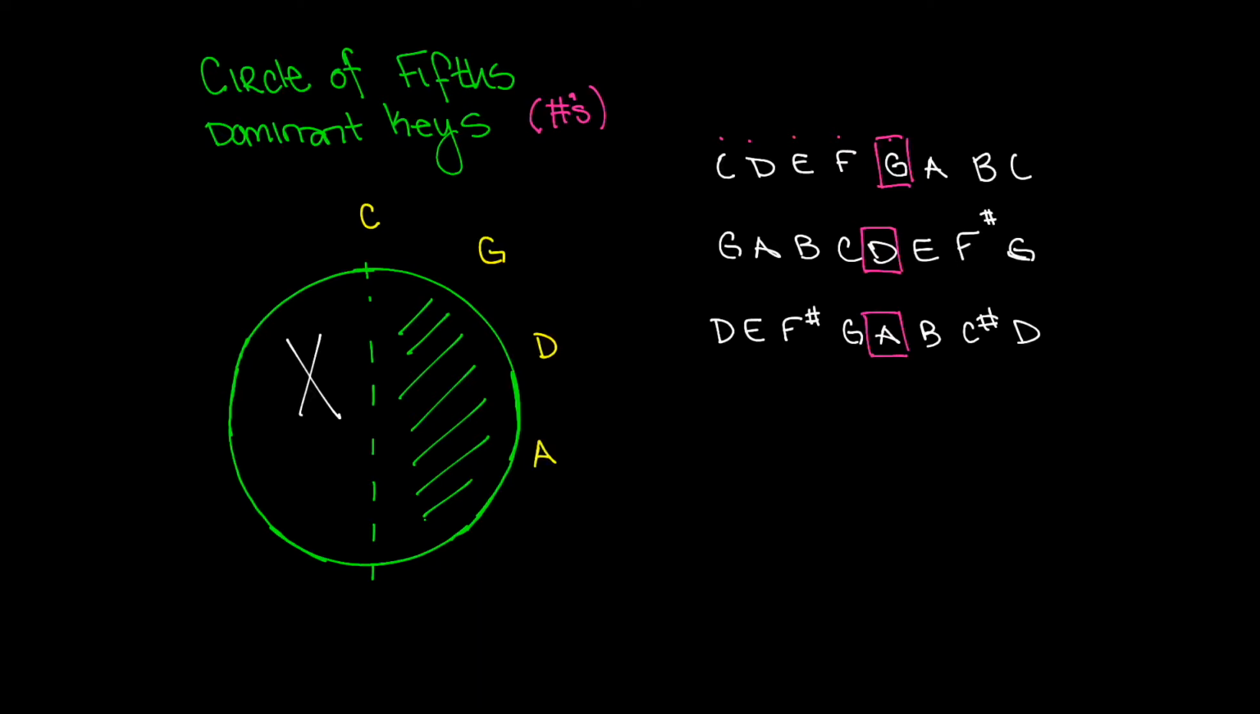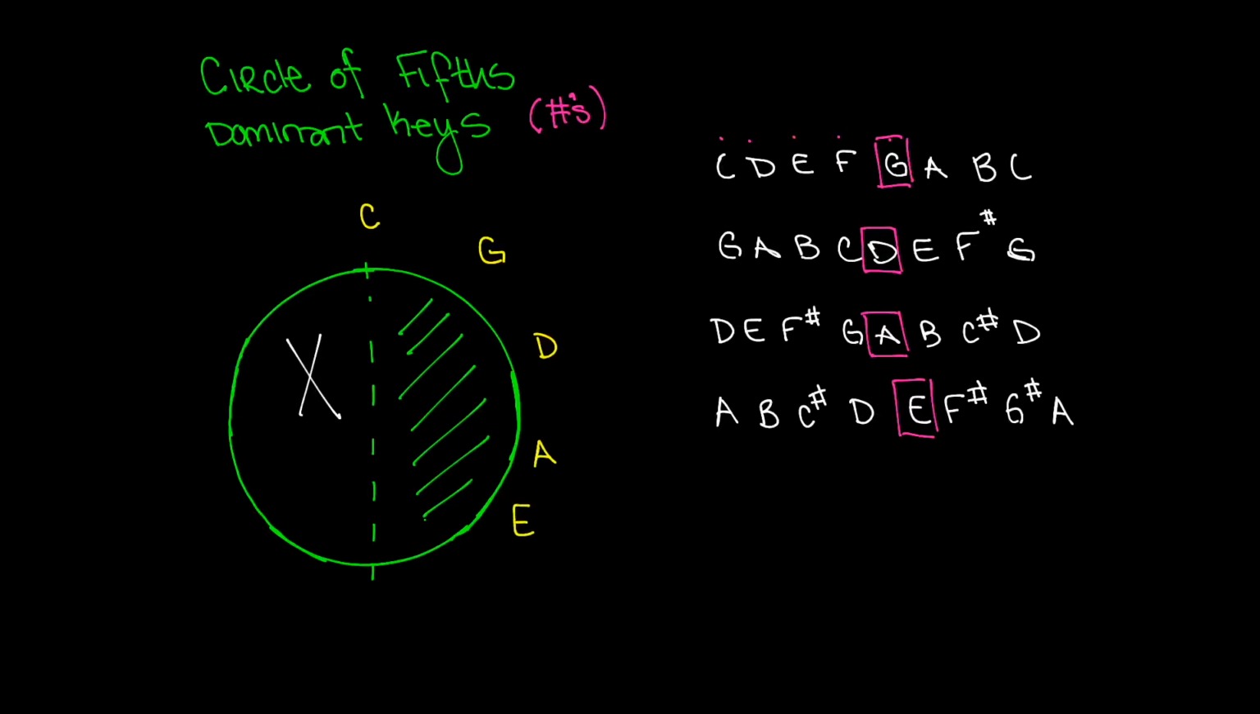Let's do 2 more iterations of this, starting again from A: A, B, C sharp, D, E, F sharp, G sharp, and back to A. The 5th degree of A major is going to be E. All right, so we put our E major over here.